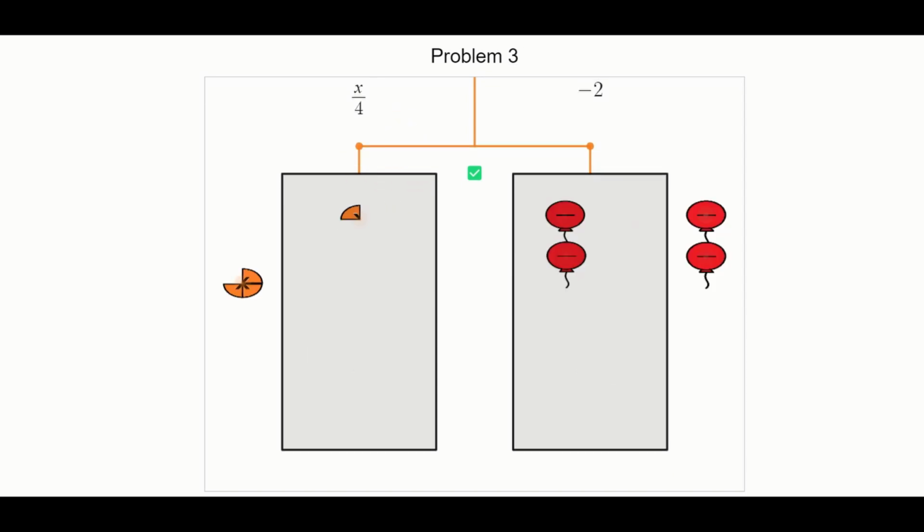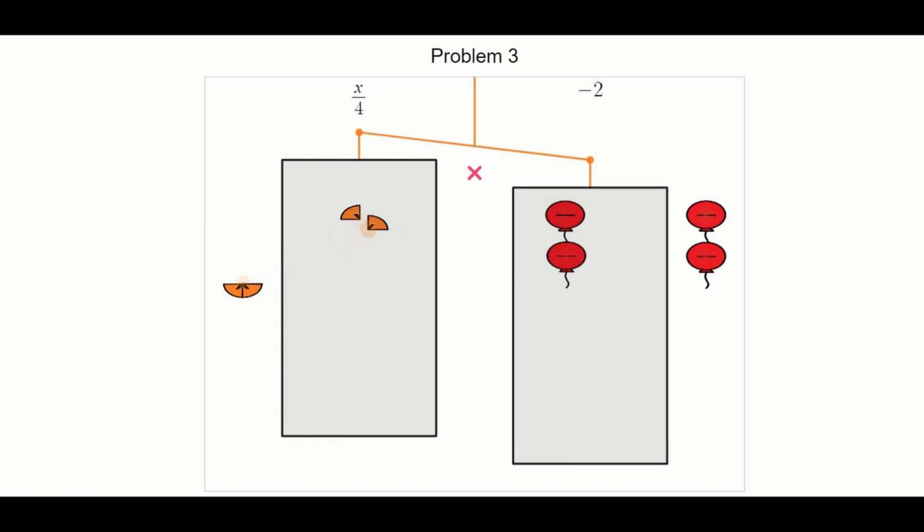Problem 3. We have a fourth of an x, or x divided by 4, equals negative 2. Notice that we don't have a complete x here. We only have a fraction of an x. We have 1/4 of an x. That currently weighs the same as 2 red balloons. In order to solve for x, I want to figure out what one complete x would be. So let's go ahead and double the amount of tiles we have.